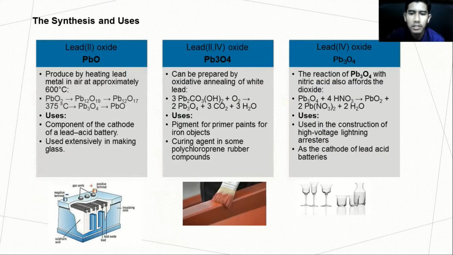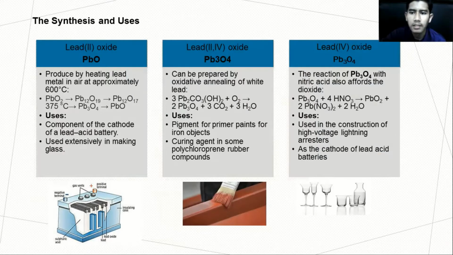Next is lead tetraoxide, which can be prepared by oxidative annealing of white lead. This oxide is used as pigment for primer paint for iron objects and as a curing agent. Next is plumbum tetraoxide. This oxide can be prepared by oxidative annealing of white lead. This oxide can be used as pigment for primer paint for iron objects.